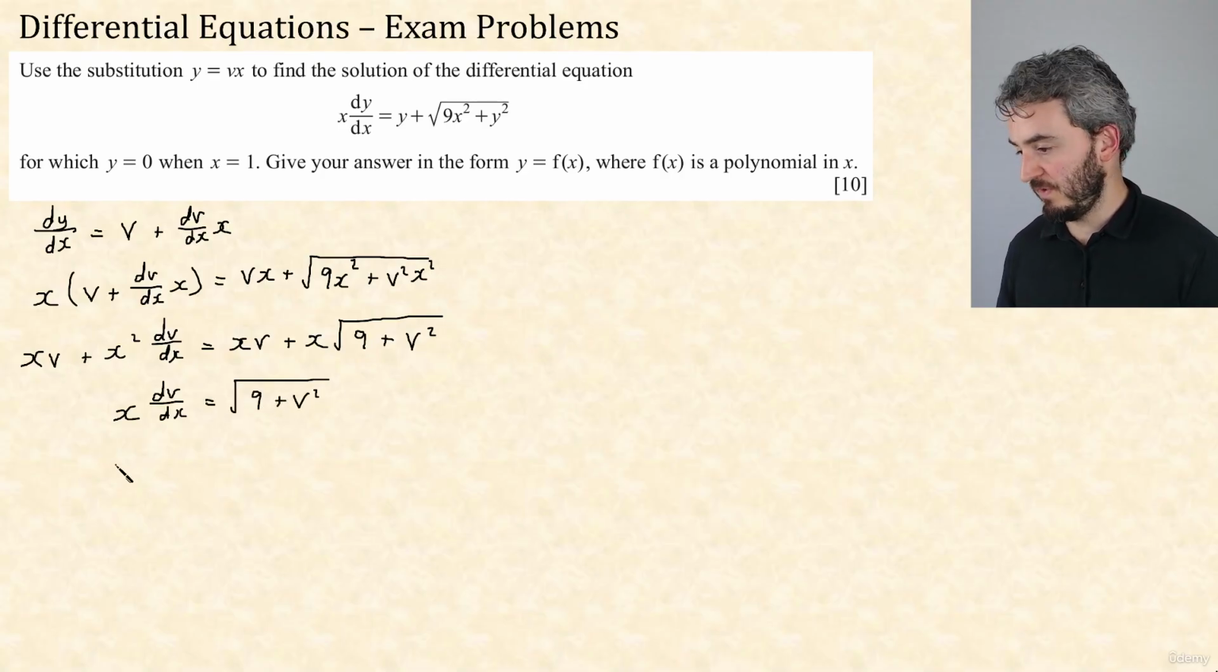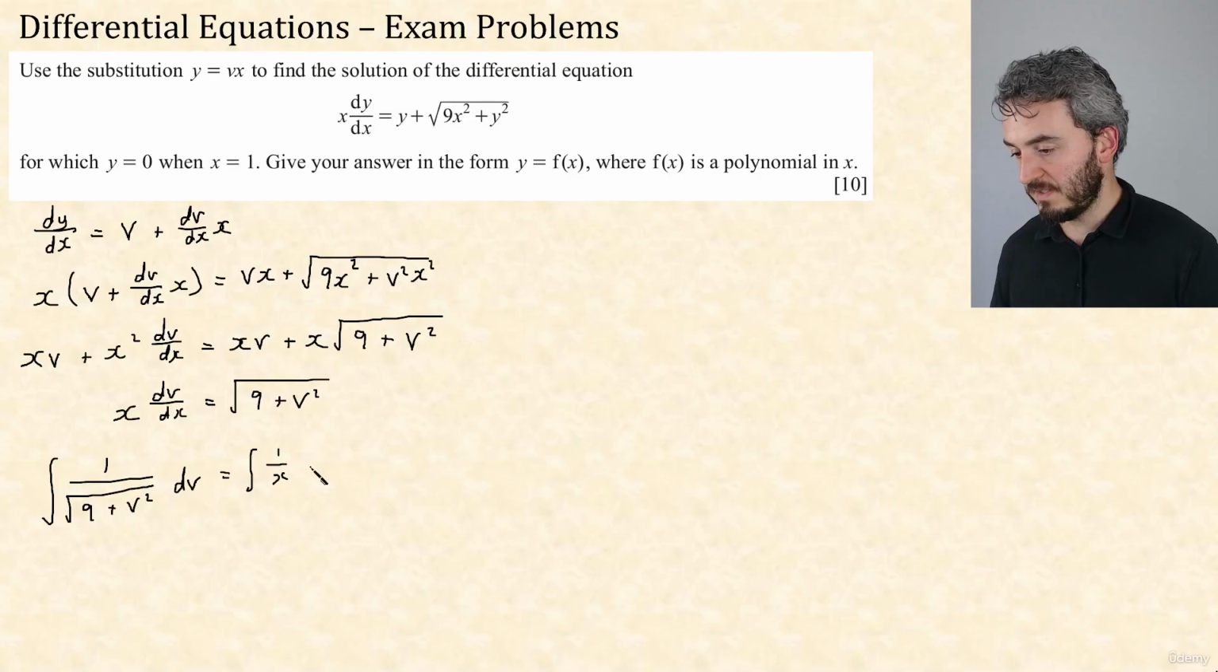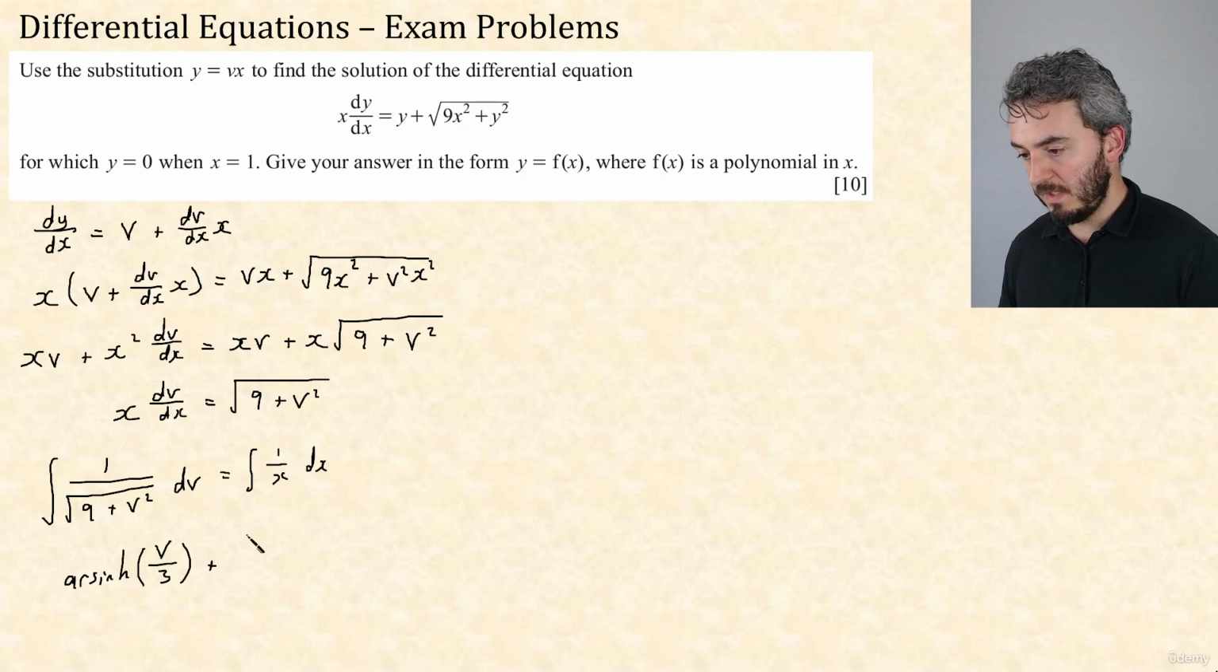And look, I can separate variables here. I've got 1 over root 9 plus v squared dv equals the integral of 1 over x dx. Okay, well, hopefully you recognize this as inverse hyperbolic. We integrate that and we get arsinh v over 3 because 9 is 3 squared. And over here it's equals ln x plus c.